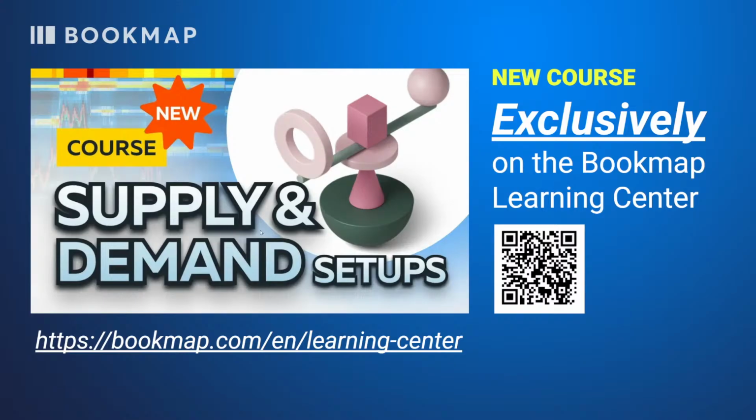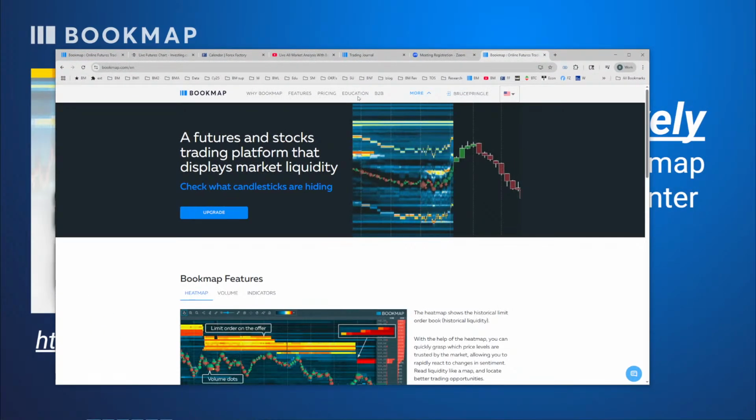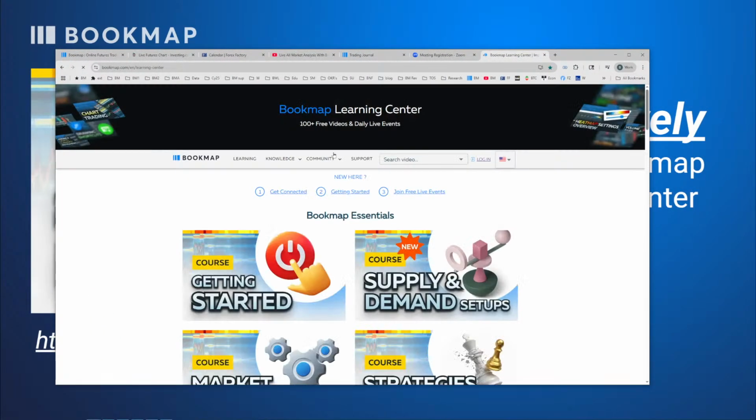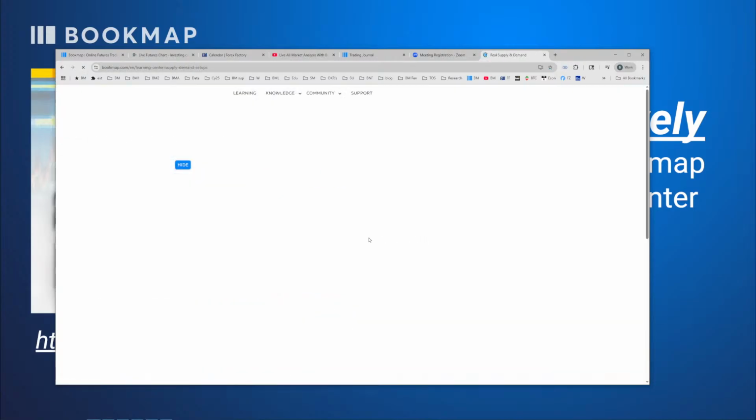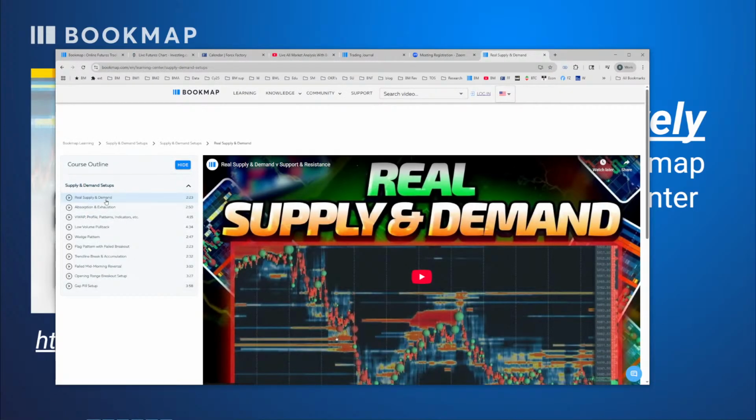And then also our supply and demand setups course. We're going to be going through a lot of the setups that we see in the course, and let me show you where that is. It is here on bookmap.com, and then you click on education, and you'll see the new course here. Click on that, and these are the setups we're going to go through. They're evergreen, pretty basic concepts and setups, but with the slant toward understanding the setup with supply and demand in terms of liquidity.